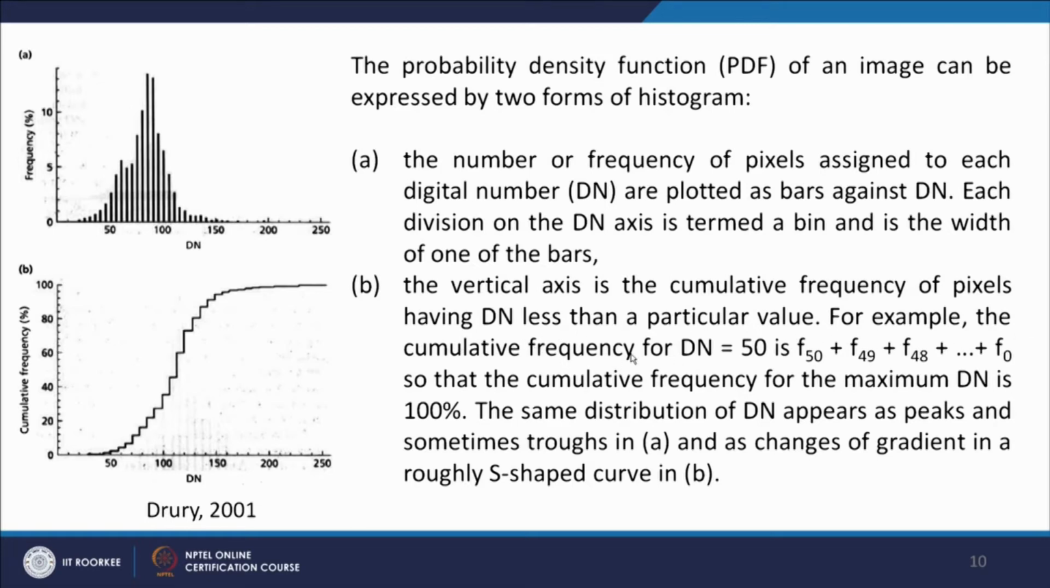For example, the cumulative frequency of DN equal to 50 is F50 plus F49, F48, and so on till F0, so that the cumulative frequency of the maximum DN is 100%. The same distribution of DN appears as peaks and sometimes troughs, as in the case of a histogram, and then the gradient gives the roughly S-shaped curves that we are seeing here.